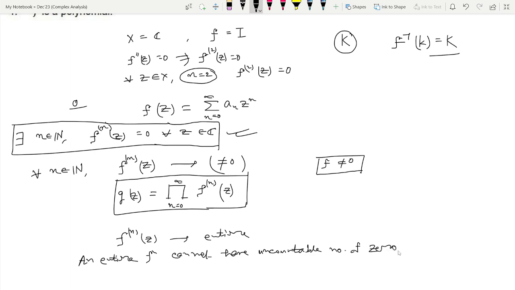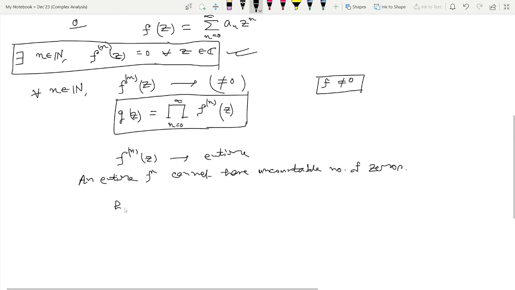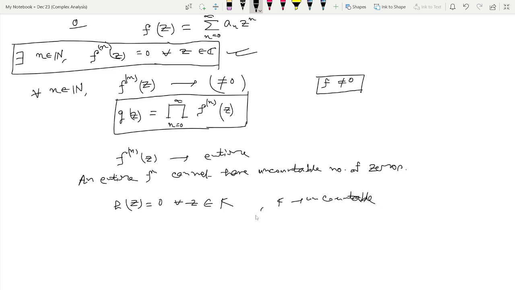This result also we now prove. If possible, suppose an entire function, say h, has uncountably many zeros. So that means h(z) equal to 0 for all z belongs to a set, say K, and K is an uncountable set. Clearly, any uncountable set in the complex numbers has a limit point. That can be proved easily. We are not going to prove this result, just stating it.